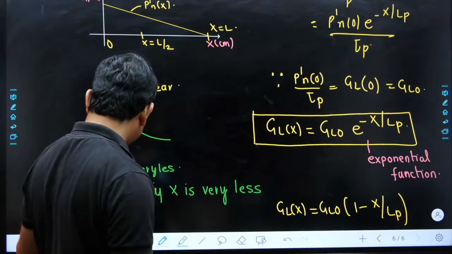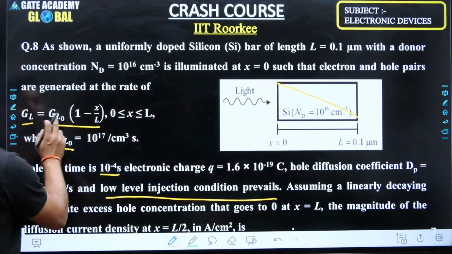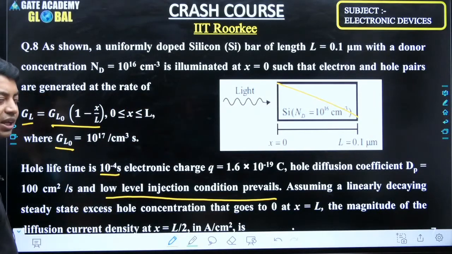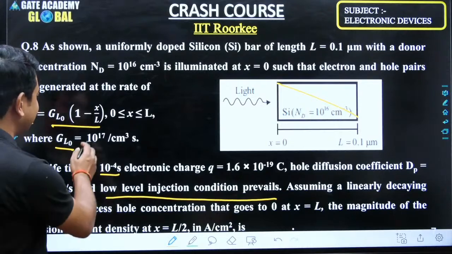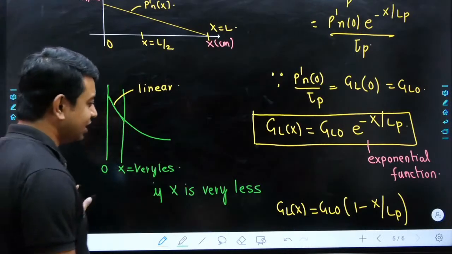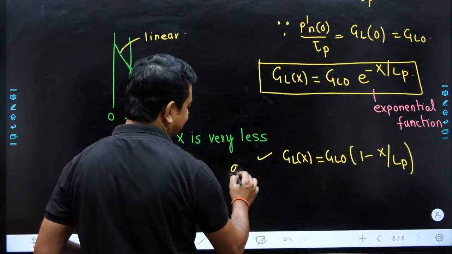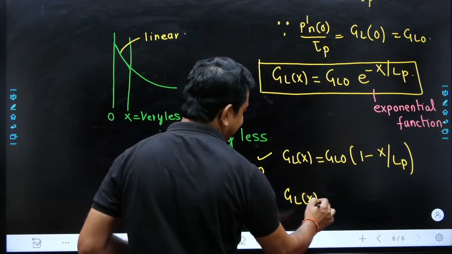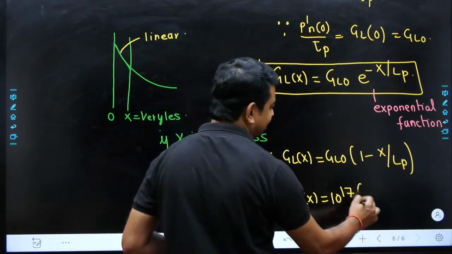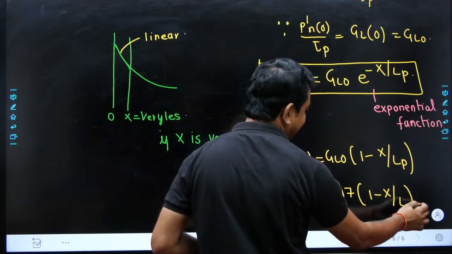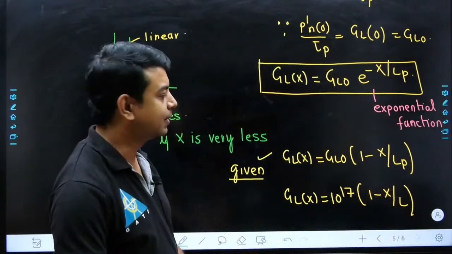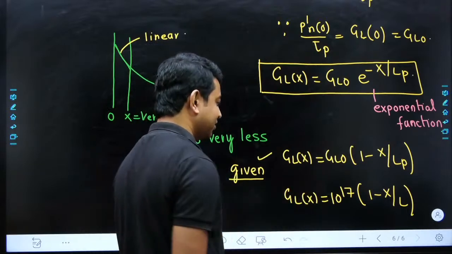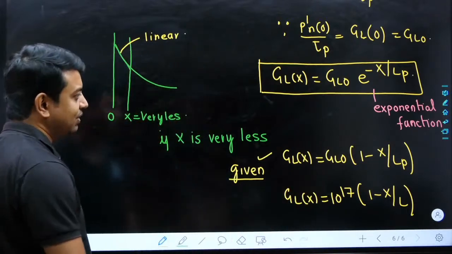The similar thing is given in this question: GL is equal to GL naught 1 minus x divided by L. And here the generation rate at distance 0 is given as 10 to the power 17. So we have analyzed the question properly, and we have GL of x equal to 10 to the power 17 into 1 minus x divided by L at any particular distance it is measured.